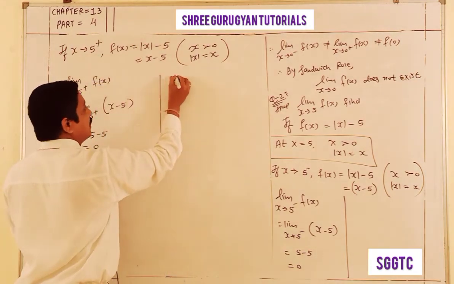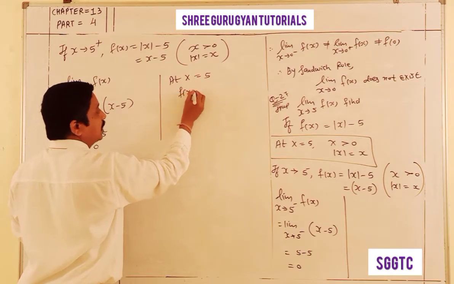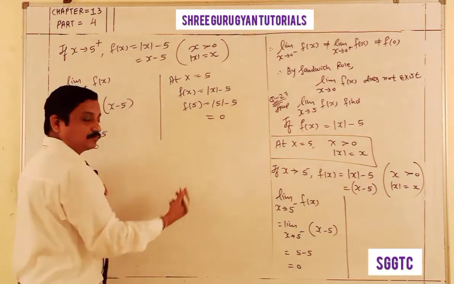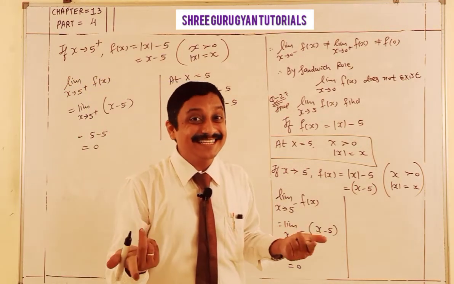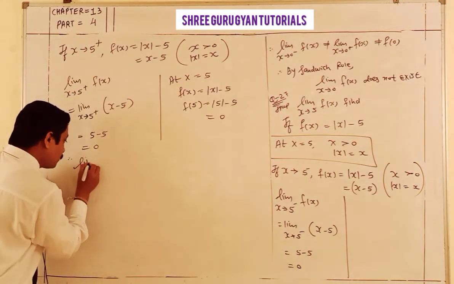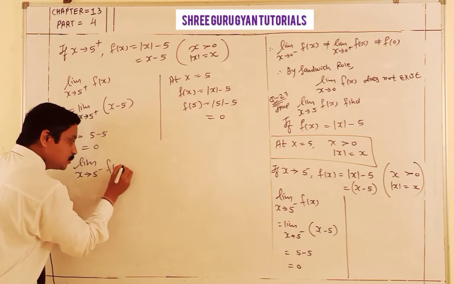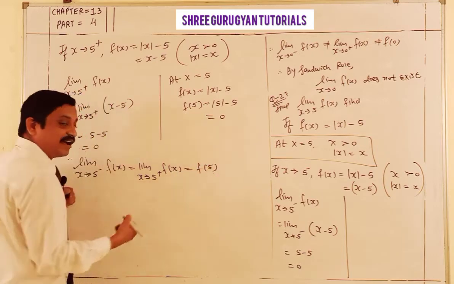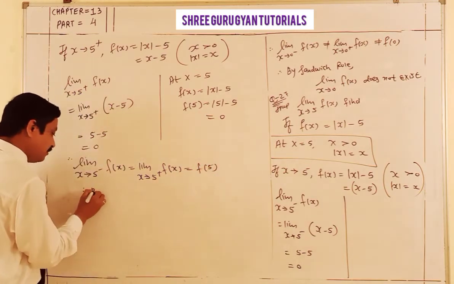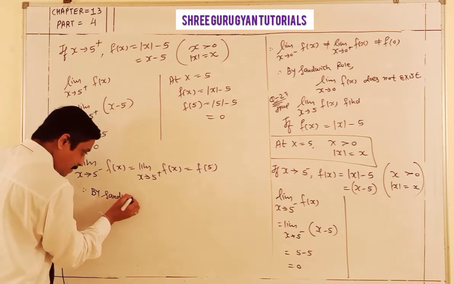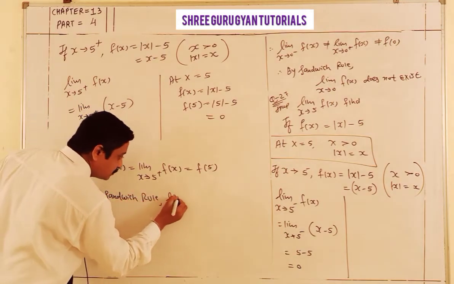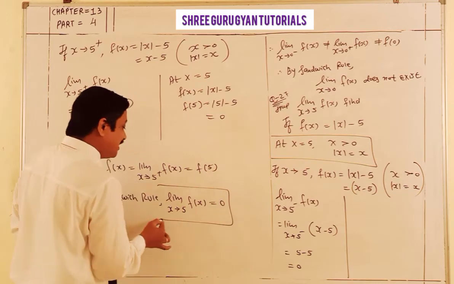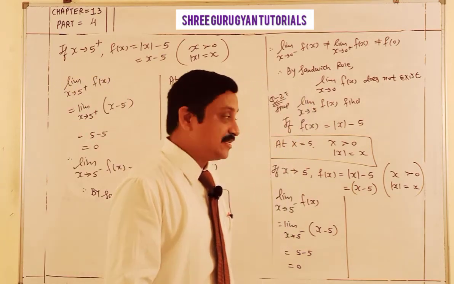And the third case is at x equal to 5. If you put it directly, then you also get the answer 0. It means by the sandwich theorem the limit exists. The limit as x tends to 5 from the negative side and the limit as x tends to 5 from the positive side are the same. So I am telling you by the sandwich rule, the limit as x tends to 5 of f(x) exists, and how much is it? It is exactly 0.